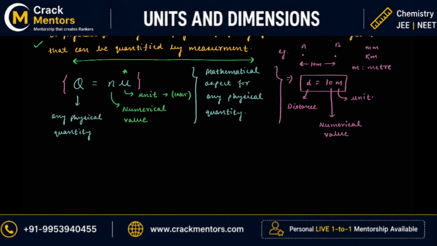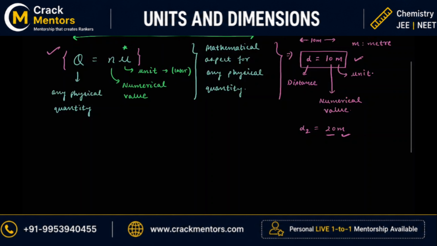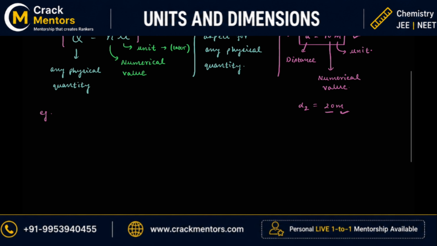Let's say for any other two points, d2 is 20 meter. So the magnitude changed but the unit was the same. I hope you are clear with this notation, and I gave an example as well. Let's take another example to understand even better.